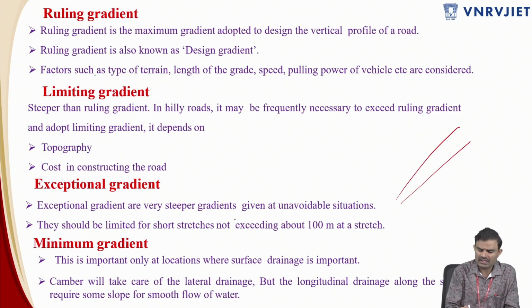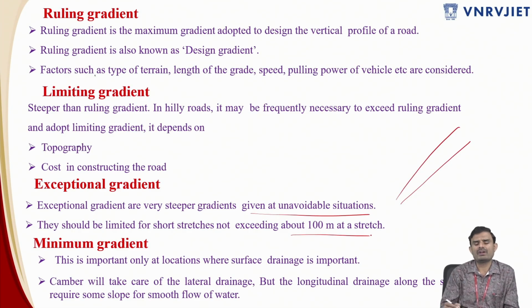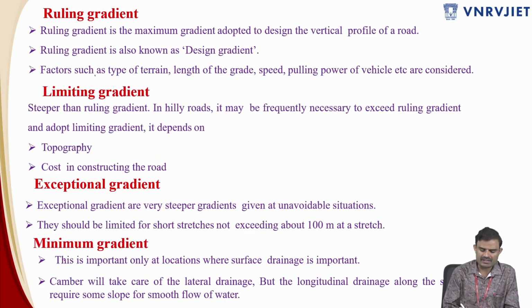So very steep gradients are given only in unavoidable circumstances. They should be limited to short stretches not exceeding 100 meters at a stretch. So even if you are providing an exceptional gradient of 7% or 8%, that should be limited to only a 100-meter stretch. Then immediately you should again come back to the limiting gradient or ruling gradient. Again you travel for some other distance and again you provide the exceptional gradient wherever required. So these are the different gradients, and the last gradient is nothing but the minimum gradient, which is a different gradient.